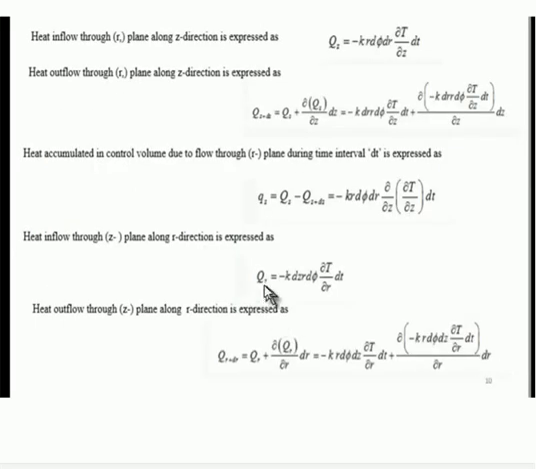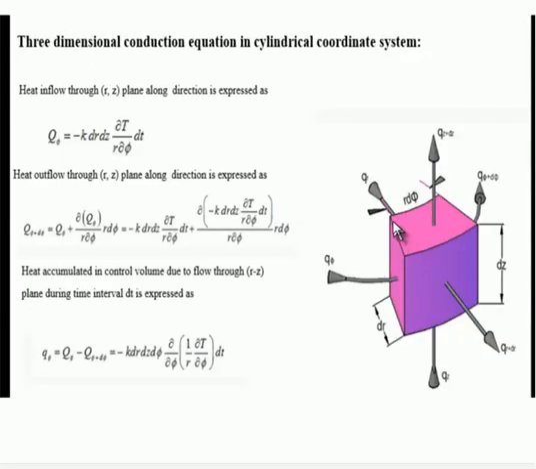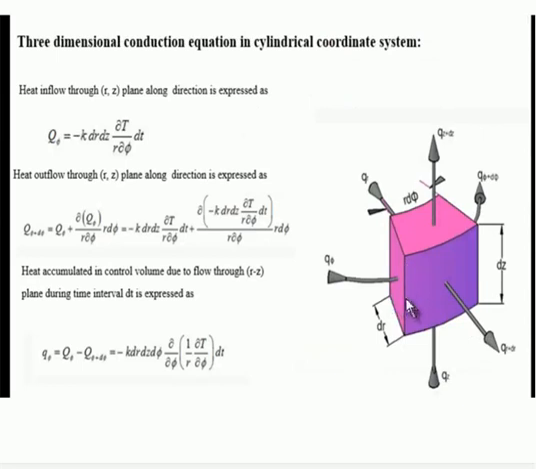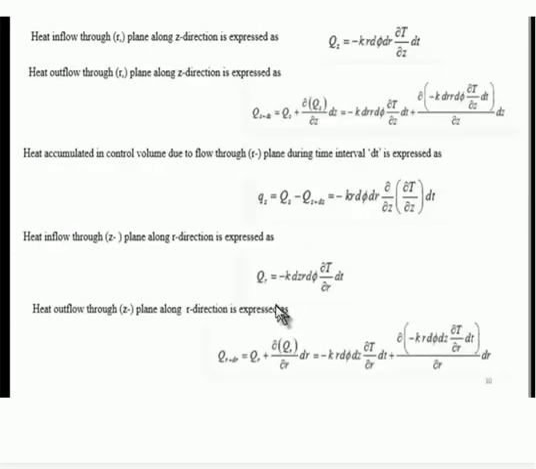For that we have to write Qr is equal to minus k into area. What is the area in this plane? This is r d phi, and this is dz. So dz into r d phi is the area of this plane. The length of this is r d phi. So that is minus k dz r d phi dou t by dou r into dt.